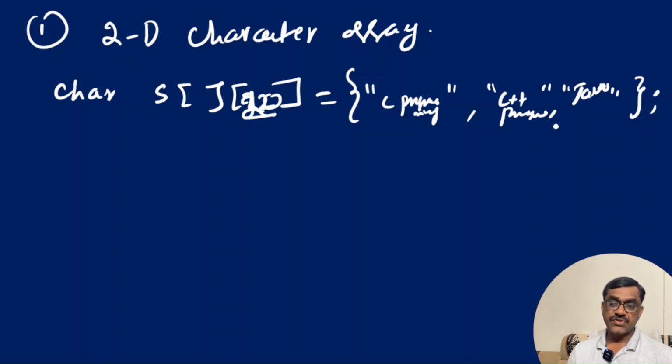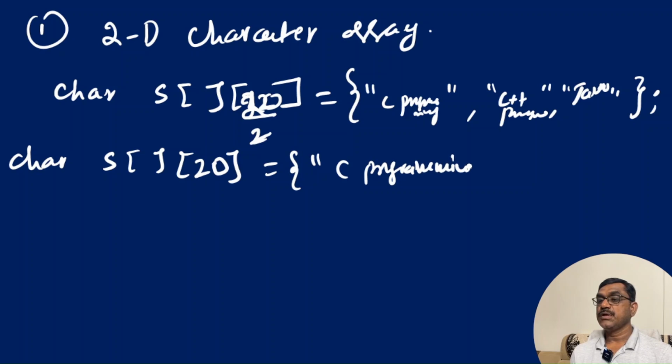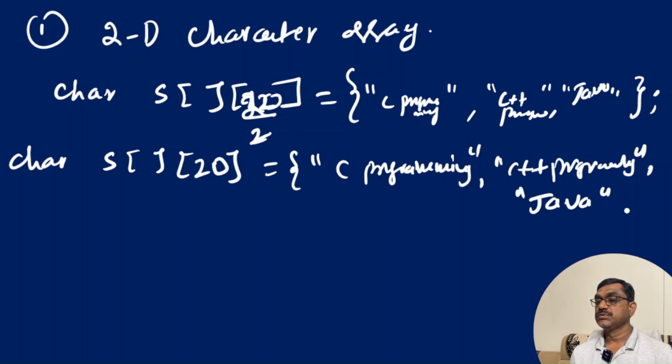Why are we using the array of strings? We are using array of strings to store multiple strings. Now, the first dimension is not mentioned, but the second dimension we have mentioned as this. So I'm writing the same again for clarity. S of, better to take this size, maximum size here 20. Here I have said the first one is C programming, and I said second one is C++ programming, comma, and third one we used Java in double quotes.